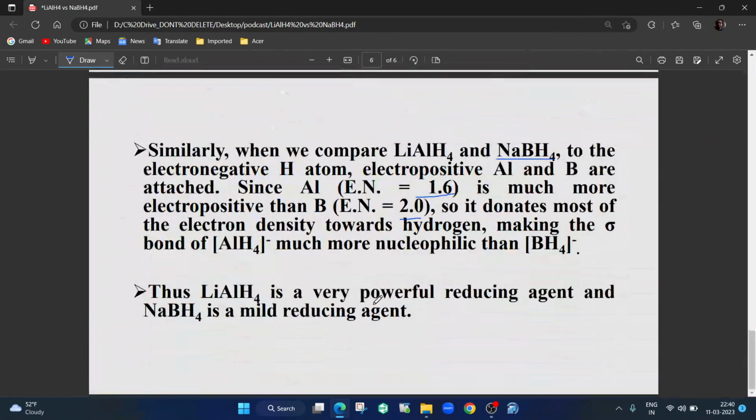So lithium aluminum hydride is a much more powerful reducing agent than sodium borohydride.